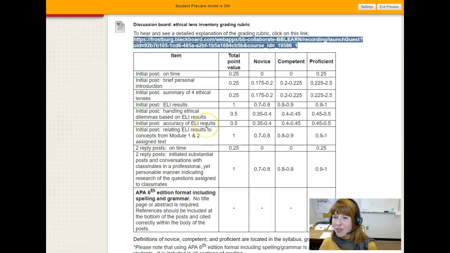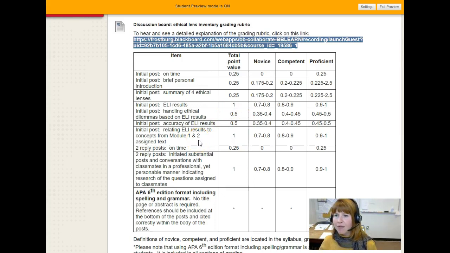The next element of your initial post needs to be whether or not, basically this is answering a question. Do you think that the ELI results are accurate for the most part? Yes and no, and maybe you can provide some examples. That would be a good way of validating your estimation of whether or not this is an accurate portrayal of you. And again, this part of the initial post is also worth a half of 1 point.